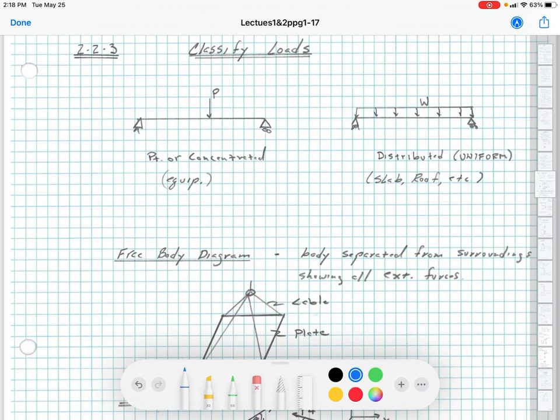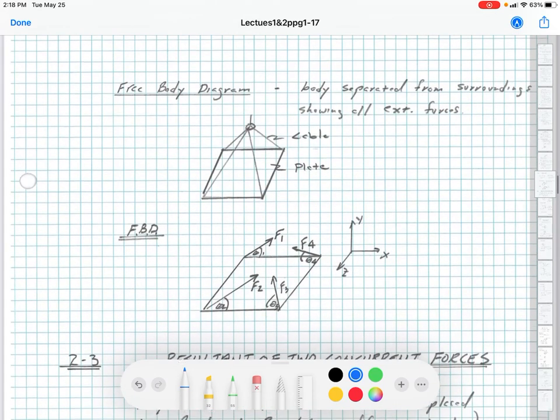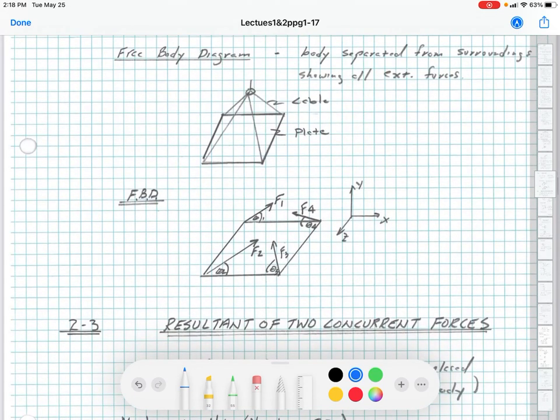So this is important to understand, because once you apply the loads to a structure, I'm going to teach you techniques to determine what kind of stresses and loads are being applied throughout the structure. We're going to learn about something called a free body diagram, which is taking the body and separating it from everything else except the loads that are being applied to it. So in that case, I'm showing you an example of a plate with a cable.